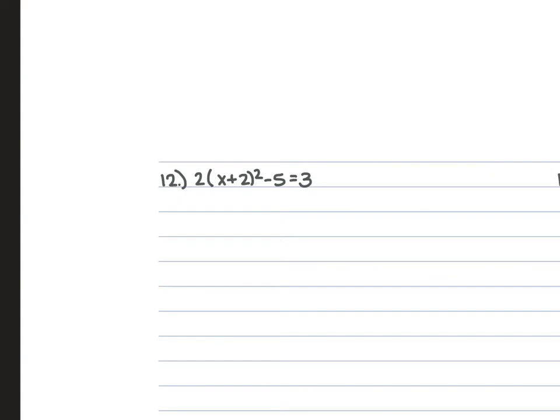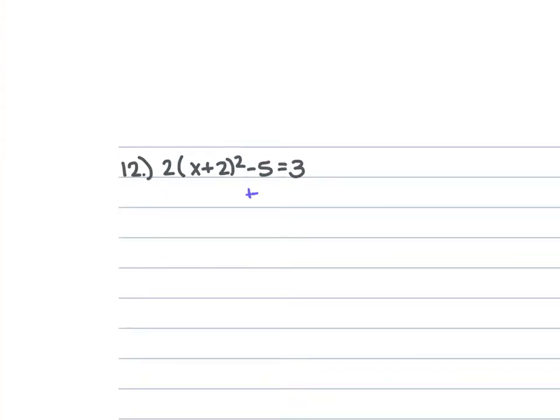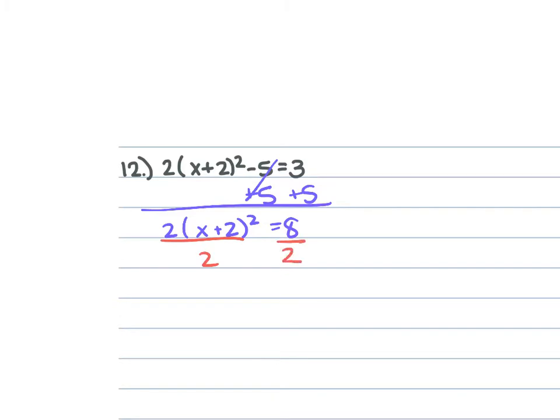For 12, we have 2 times x plus 2 squared minus 5 is equal to 3. I'm going to first add this 5 to both sides. We're going to have 2 times x plus 2 squared is equal to 8. Then I'm going to divide each side by 2. So x plus 2 squared is equal to 4.